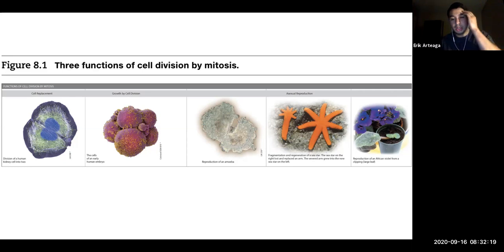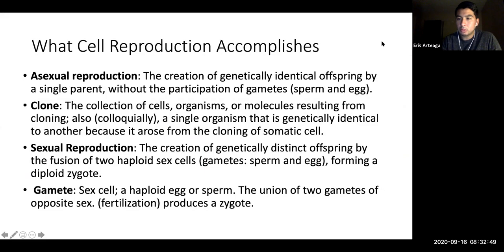So asexual reproduction as well. So we have reproduction of amoeba, fragmentation and regeneration of a sea star, and reproduction of an African violet from a clipping, right? It's like if you clip a plant and you stick it in another potting or another jar, you get plant growth that way. So again, these are the three different functions of cell division by mitosis. All right, so again, this is just regular cell division.